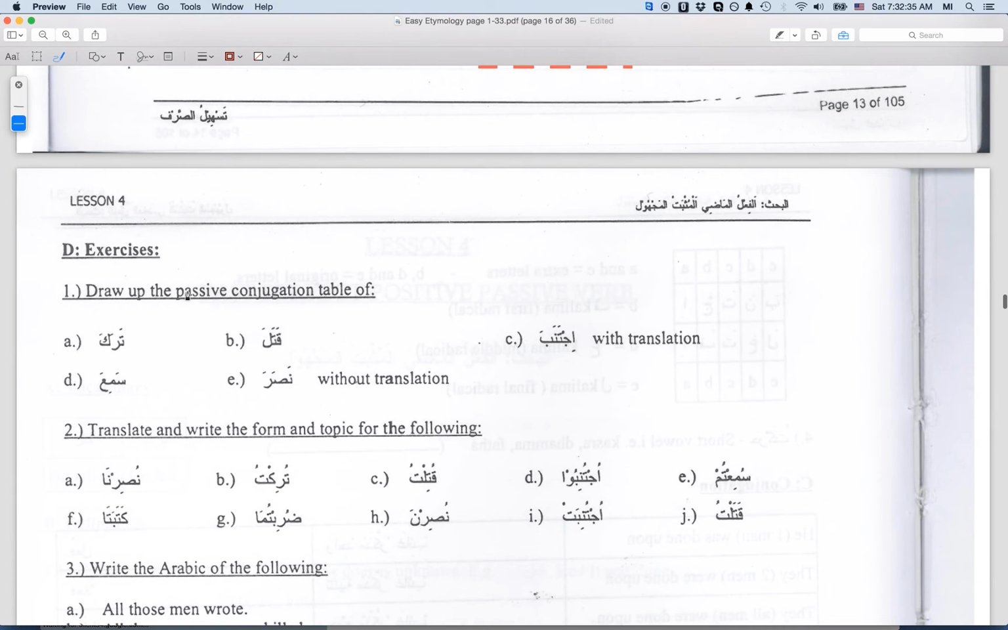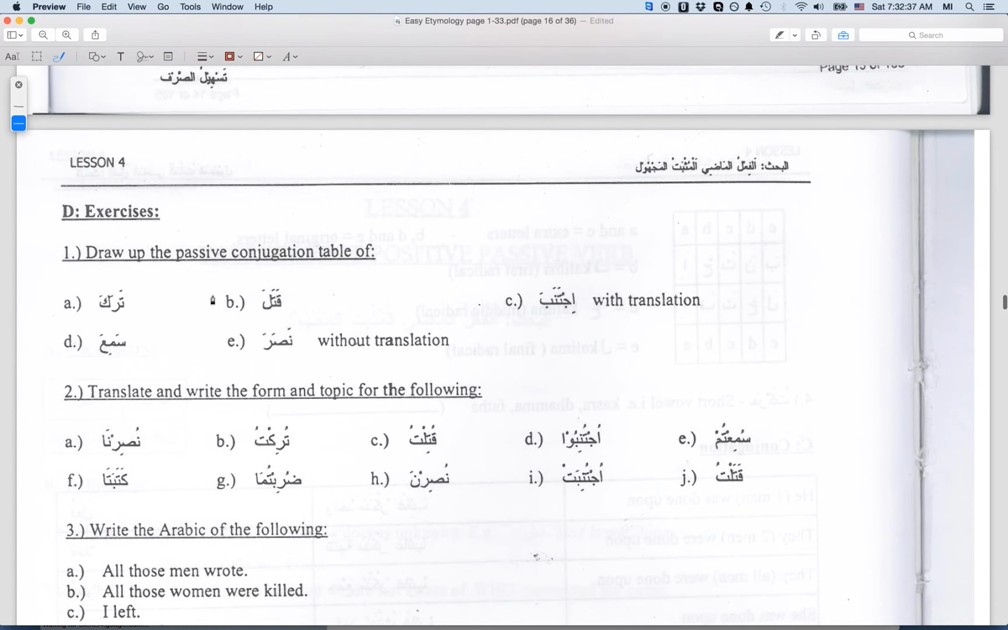Exercises. Draw up the passive conjugation table of taraka. Passive conjugation: taraka will be turika, turikat, turikata, turikna, turiktu, turiktuma, turiktum, turiktunna, turiktu, turikna.